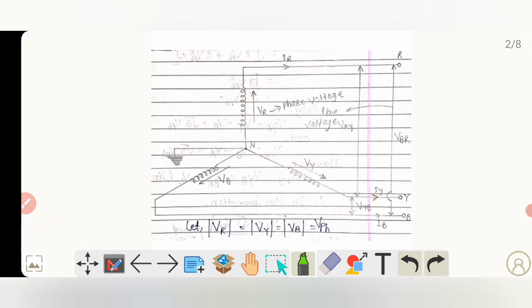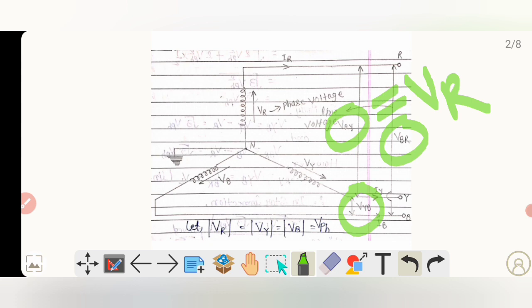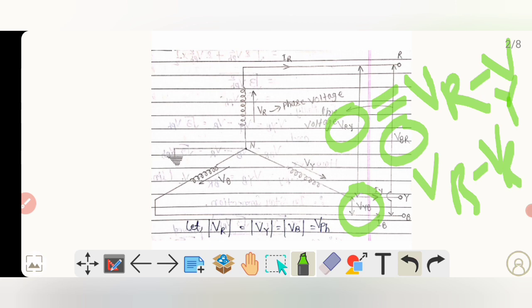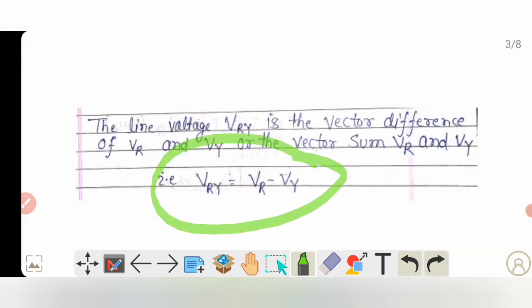In this figure, there are basically three line to line voltages. The first one is VRY, the second one is VBR, and the third one is VYB. VRY is the vector difference of the voltage at the R terminal, that is VR, and VY. Similarly, VBR means the voltage between the B and R phase, which is VB minus VR as a vector difference. Similarly, VRY is denoted by VR minus VY.